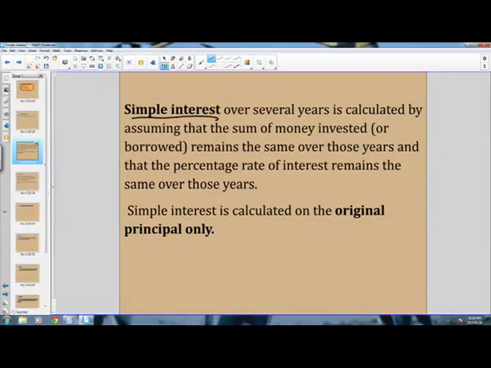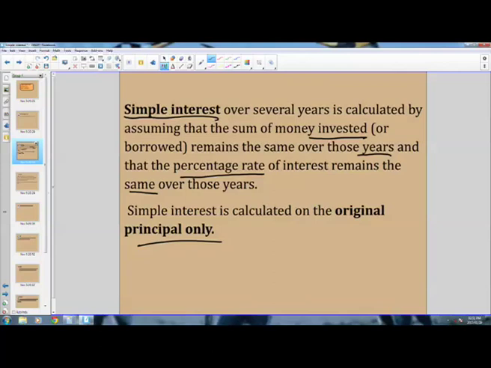Simple interest over several years is calculated by assuming that the sum of money invested or borrowed remains the same over those years and that the percentage rate of the interest remains the same. That is, it doesn't change. We assume that the money invested and the percentage rate remain the same. And we should also note that simple interest is calculated on the original principal only.